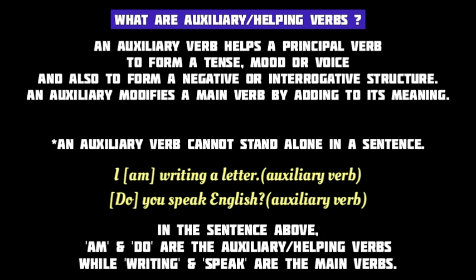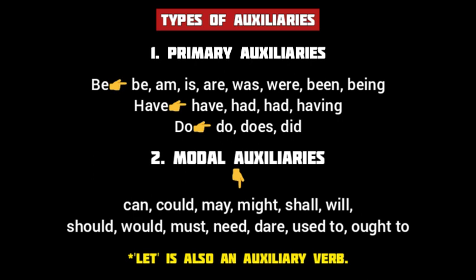In the next example, the auxiliary "do" helps the main verb "speak" to form the interrogative structure by coming before the subject "you." Here the helping verbs "am" and "do" have no clear meaning, yet they serve important grammatical purposes by helping the main verbs "writing" and "speak" respectively. There are two types of auxiliary verbs in English grammar. Verb be, verb have and verb do are called primary auxiliaries. All the different forms of verbs be, have and do used as primary auxiliaries are provided on your screen.